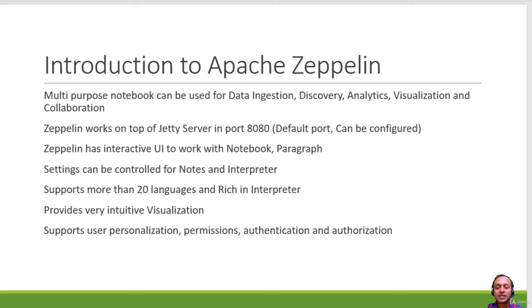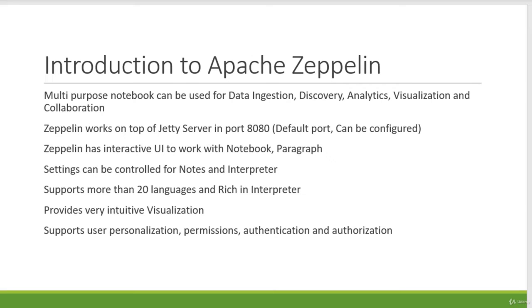Introduction to Apache Zeppelin. It is a multi-purpose notebook which can be used for data ingestion, discovery, analysis, visualization, and collaboration. Zeppelin works on top of Jetty server, which runs in the default port 8080, which can very well be configured. It has an interactive UI to work with notebook and paragraphs.